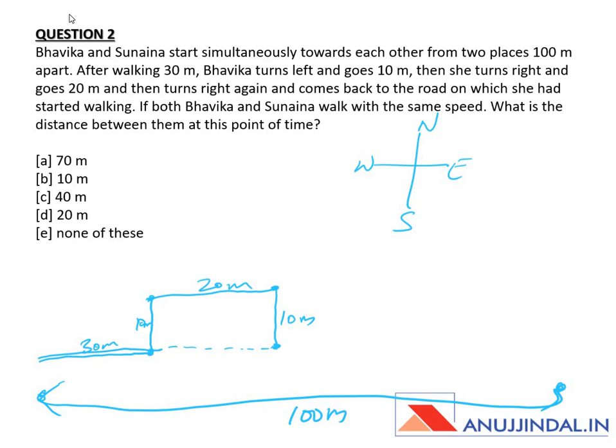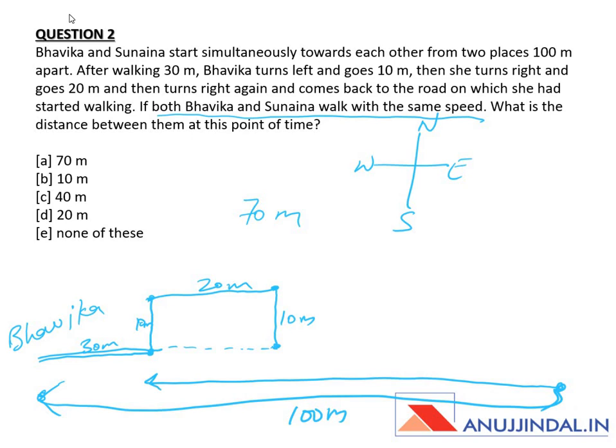Now in the question it is said Bhavika and Sunaina both walk with the same speed. That means the distance which Bhavika had covered in this much time, the same distance Sunaina will cover in this much time. Bhavika has covered a total of 30 plus 10 plus 20 plus 10, that is, 70 meters. So Sunaina, who has started from here, will cover 70 meters, and she has reached here.